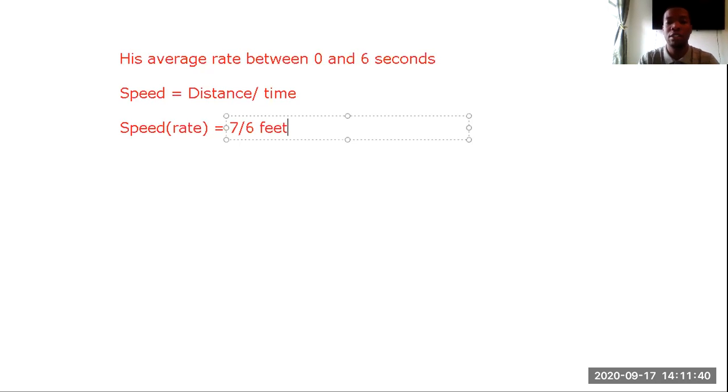I needed feet per second. It's not miles per hour. That's when we're doing our driving stuff. In this case, it's feet per second. That's how we find the rate. So speed is equal to distance over time. And they asked for his average rate between 0 and 6 seconds. All right. And between 0 and 6 seconds, he went from 10 feet to 3 feet. That's how I got 7.